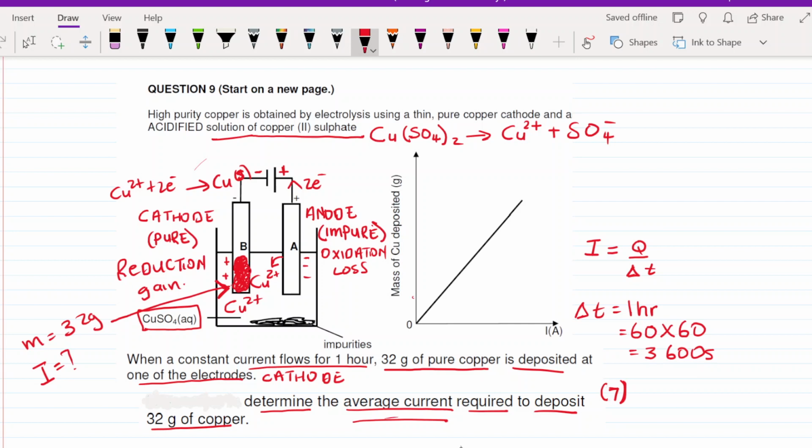Because the question is saying, determine the average current required to deposit 32 grams of copper. So I guess now you can see why it's around 7 or 8 marks, because there's a lot of calculations. There are like 5 calculations that we have to go through. So let us do it.